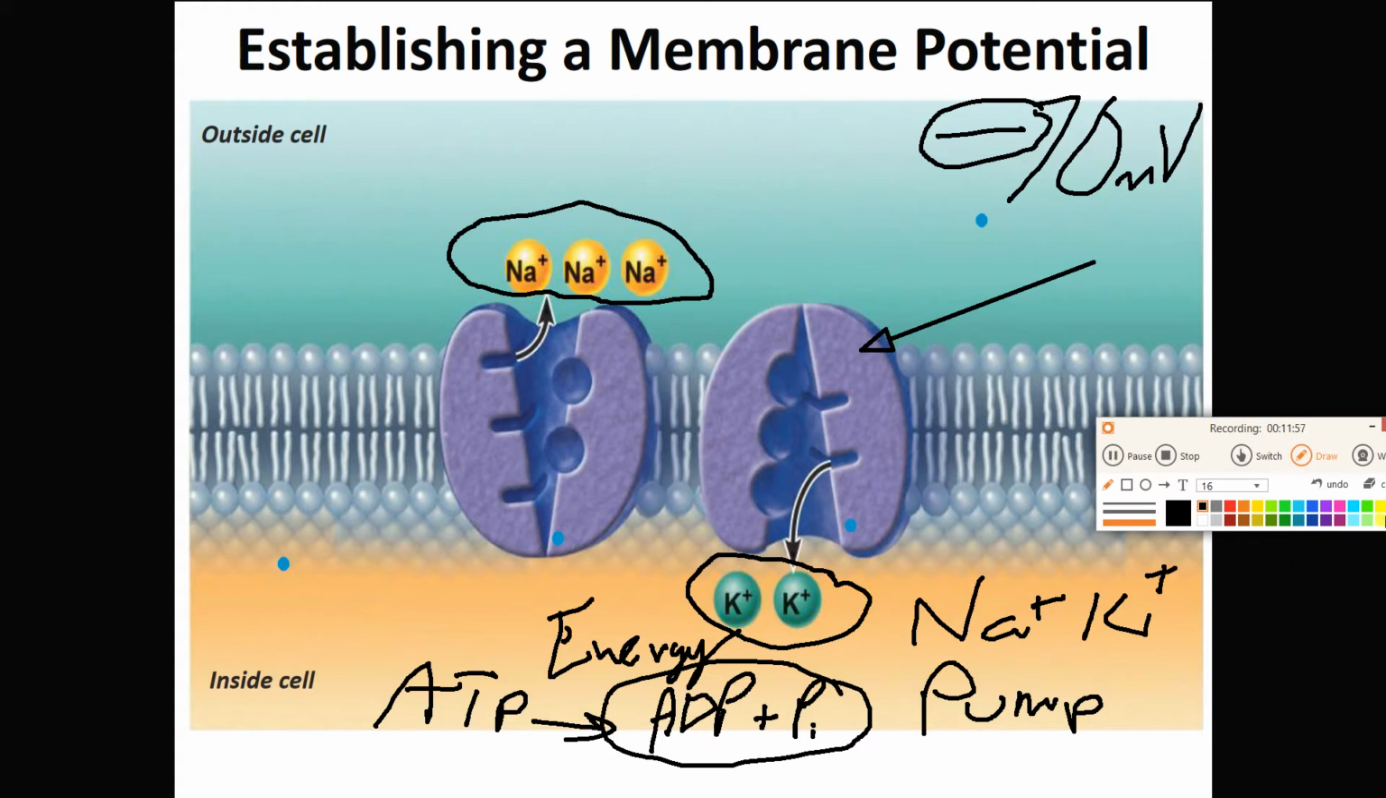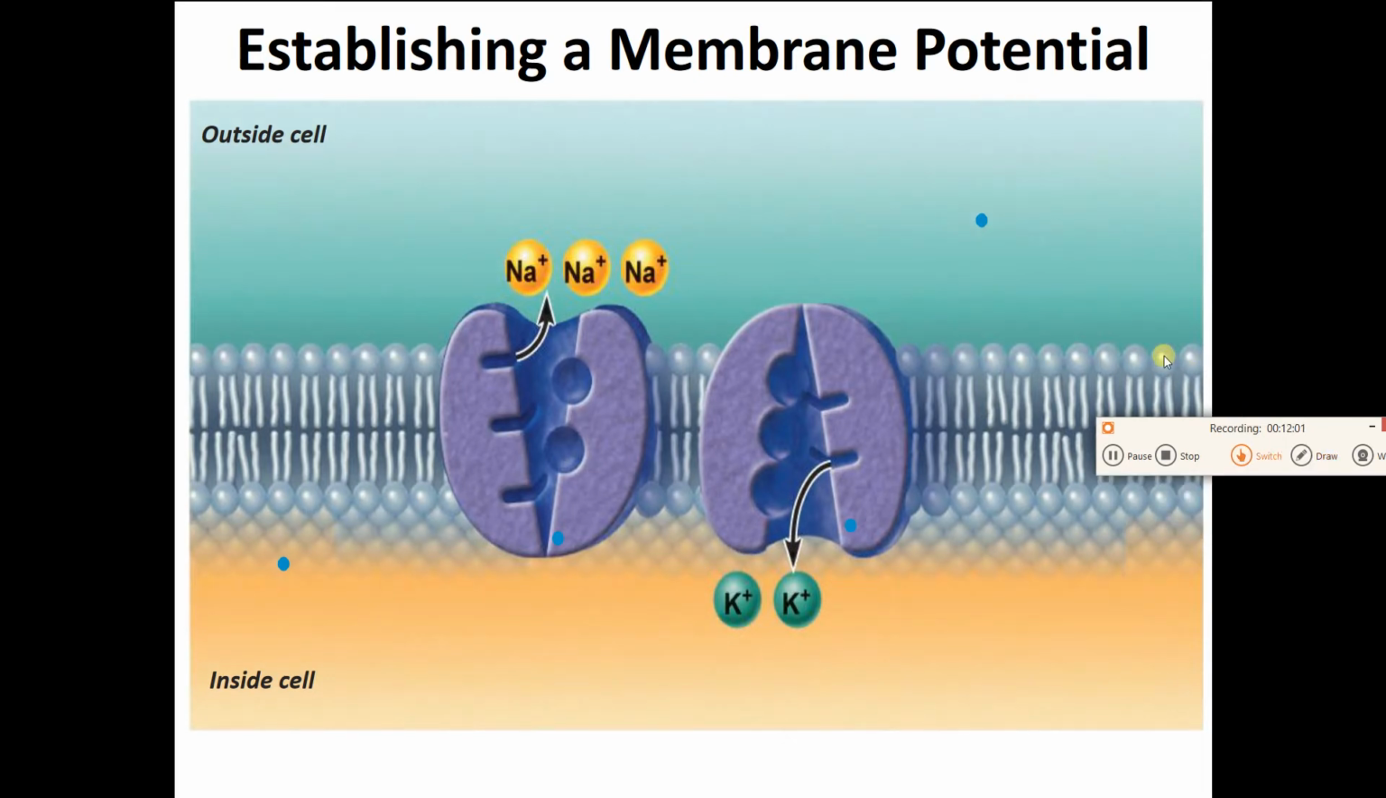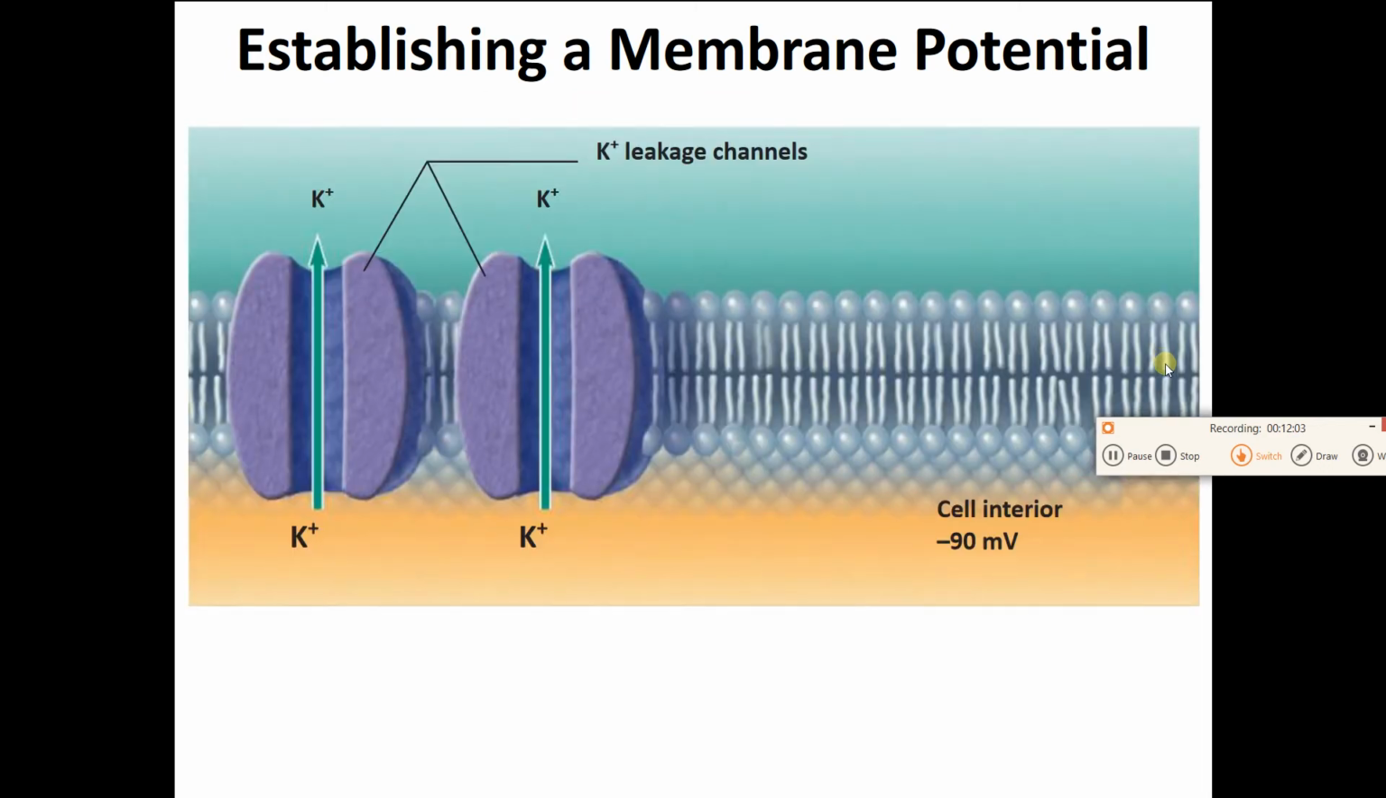Okay, fantastic. That's one thing that helps establish a membrane potential. But there's something else. I have some other proteins here. Check out these proteins. What kind of proteins are they?